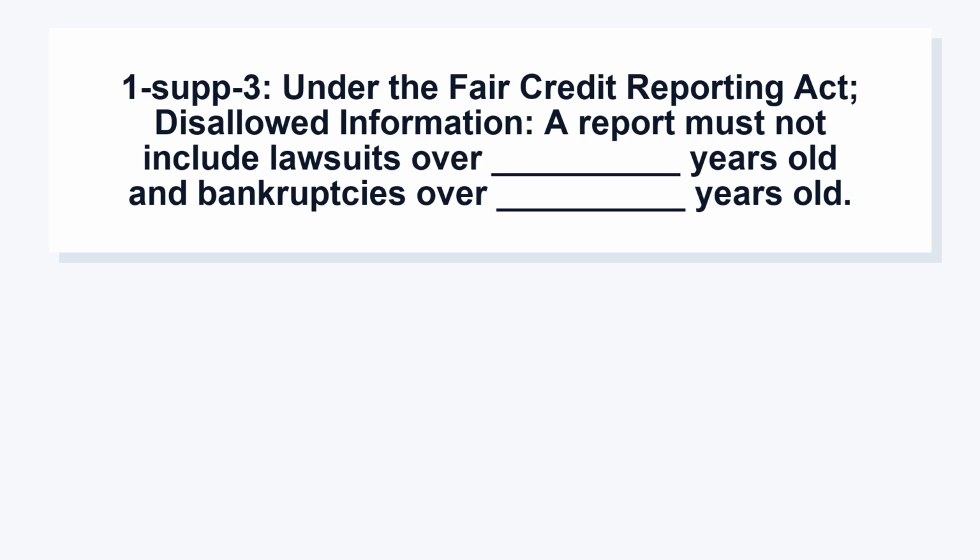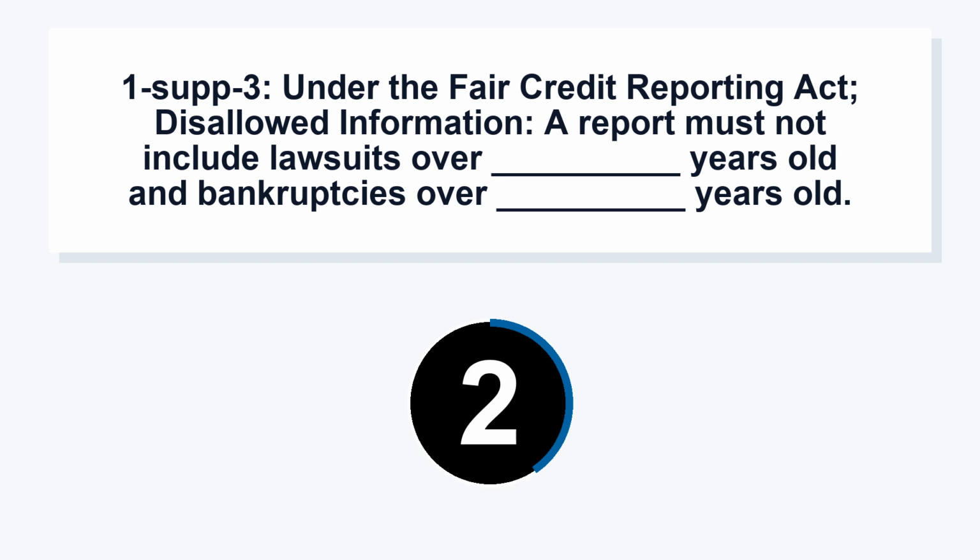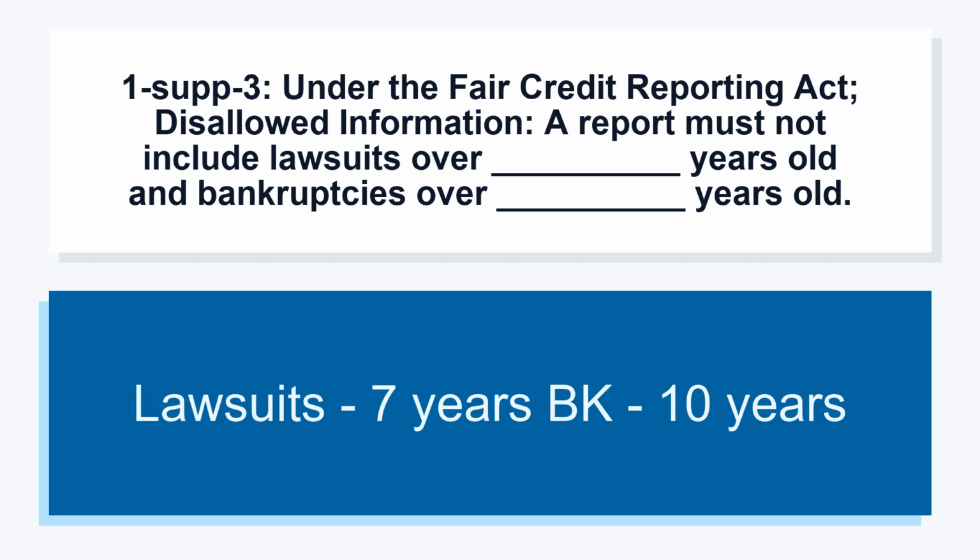1 Sup 3, under the Fair Credit Reporting Act, disallowed information: a report must not include lawsuits over years old and bankruptcies over years old. Lawsuits, 7 years. BK, 10 years.